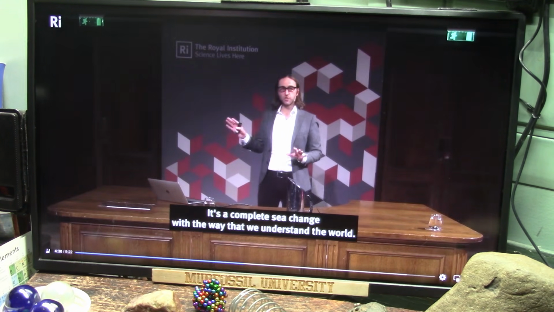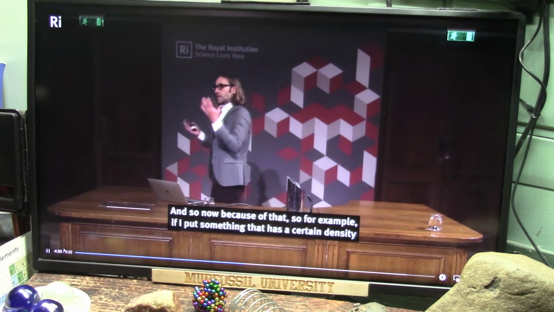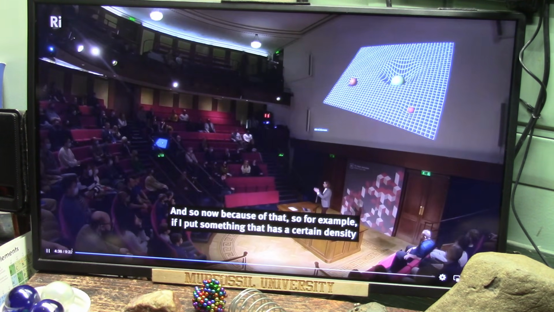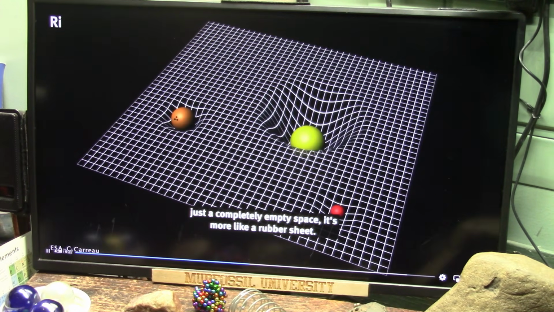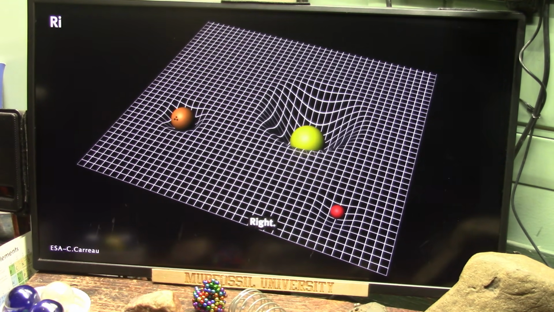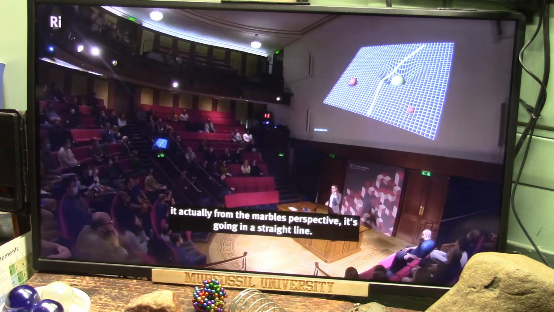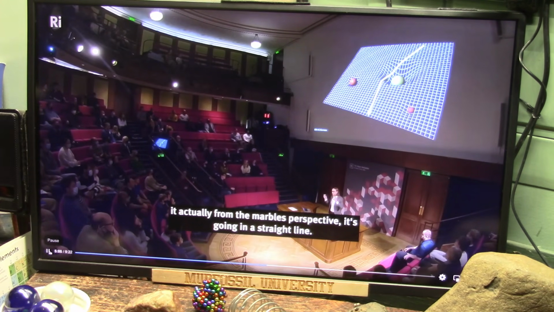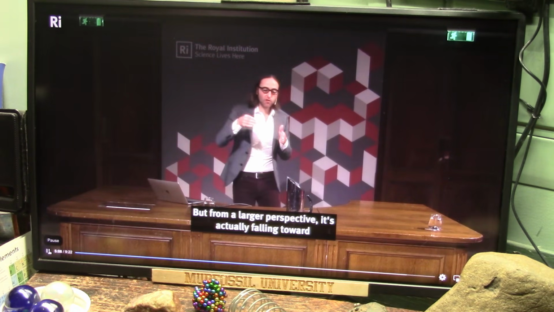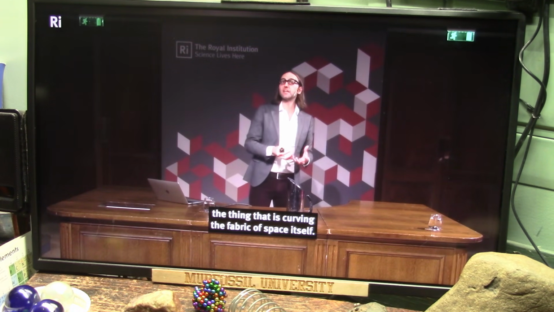It's a complete sea change with the way we understand the world. For example, if I put something that has a certain density, you can think of space in this sense as more like a rubber sheet, instead of just a completely empty space. If I put something heavy on the rubber sheet, it actually deforms the sheet. If I have nothing there, and we're all stretching it tight, and I flick a little marble across, the marble goes in a straight line. But if I put something heavy there, like a bowling ball or this yellow thing, and then flick a little marble, from the marble's perspective it's going in a straight line. But from a larger perspective, it's actually falling toward the thing that is curving the fabric of space itself.